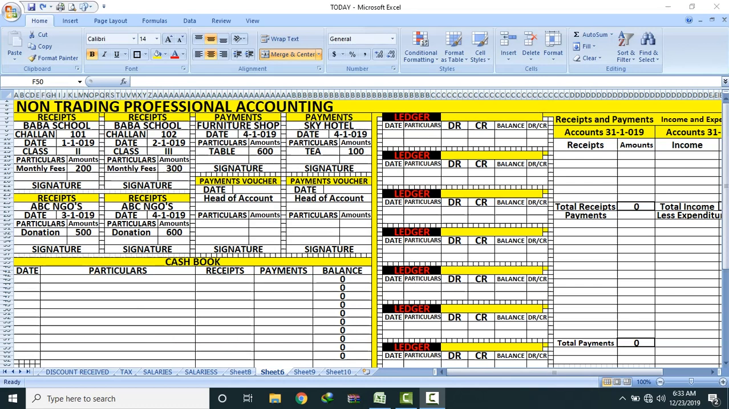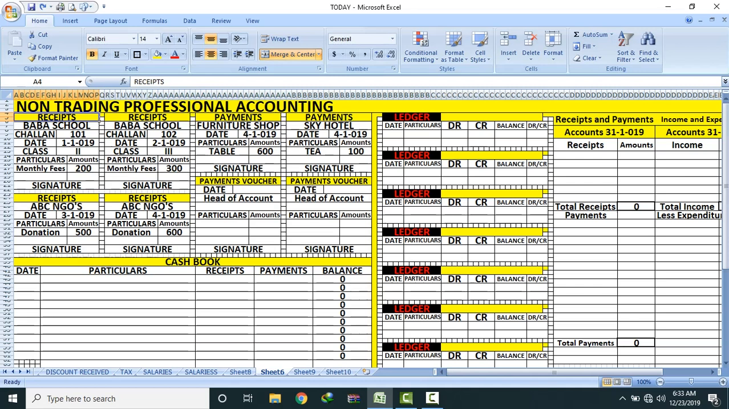Professional, non-trading professional accounting workshop. My name is Salim Khan. I am from Pakistan. Suppose you are an accountant in NGOs, schools, and other non-trading companies.